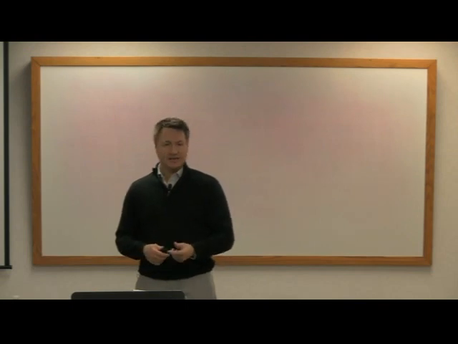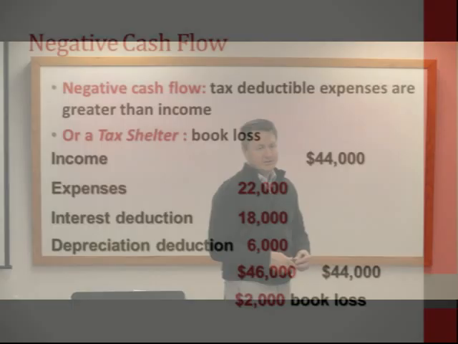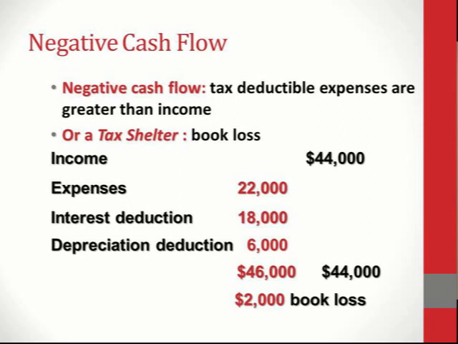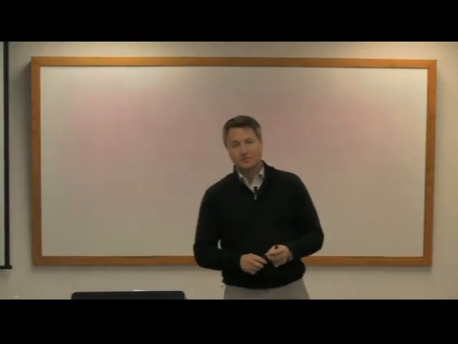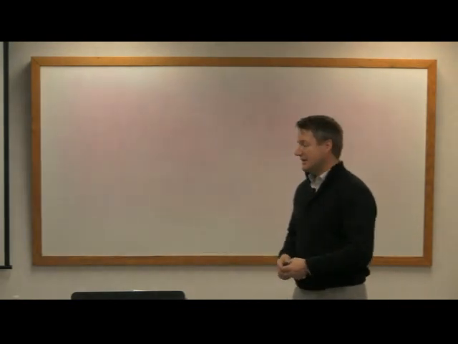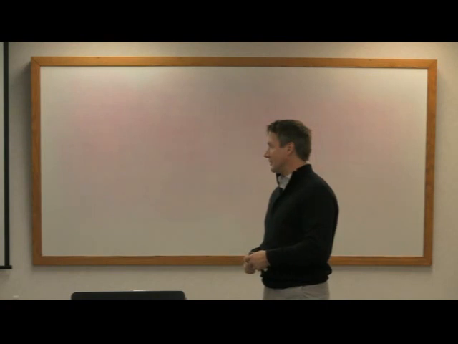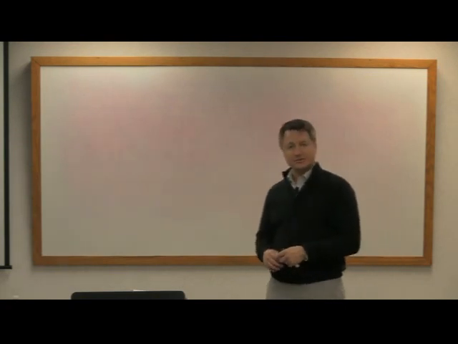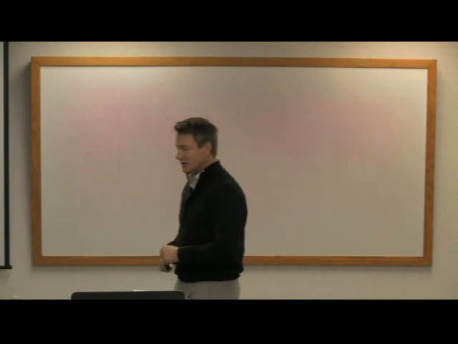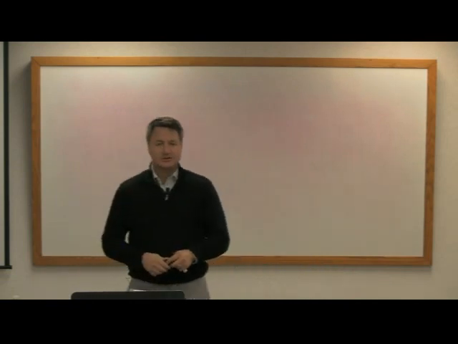So we're going to have the same income on this slide, except we're going to have more expenses. Our expenses are going to be greater. We're going to be deducting things like our interest, and we're going to have some depreciation costs in there. And once we figure out our total cash flow, it's actually negative. It's negative by $2,000. So we have a book loss of $2,000.